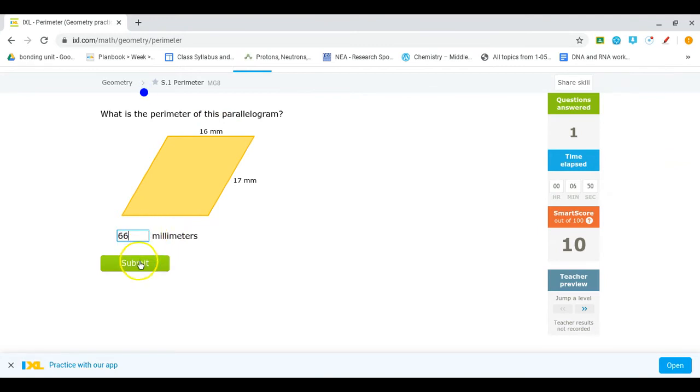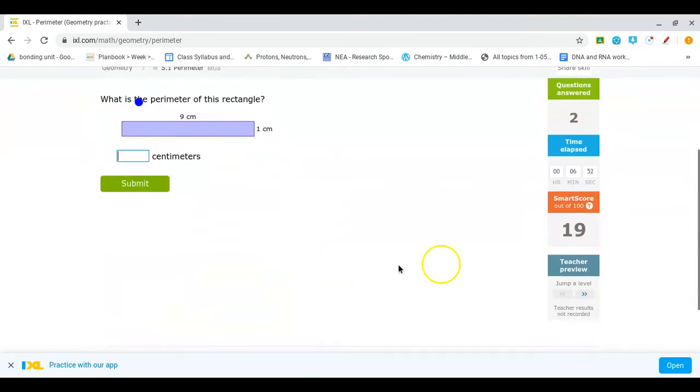And again, notice the SMART score. When you get the questions right, it jumps up. It doesn't always jump up by 10 points. If you get problems wrong, your SMART score will actually go down.